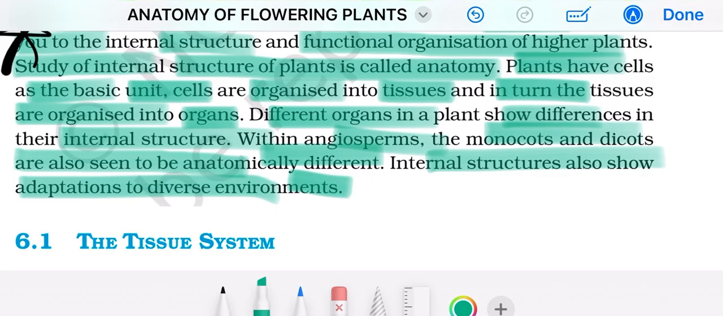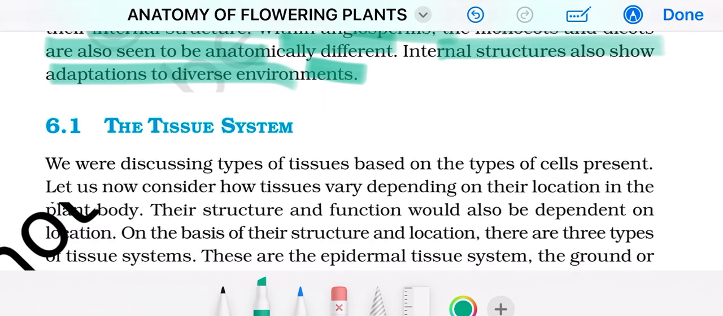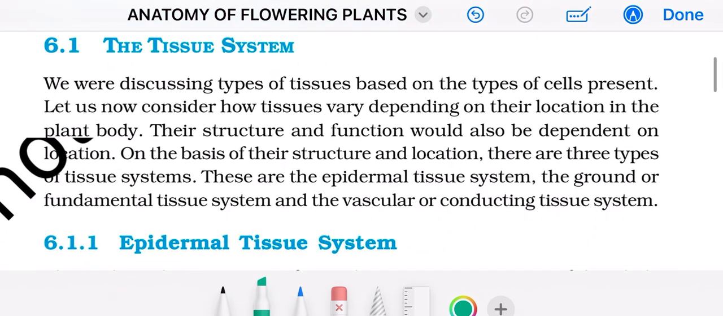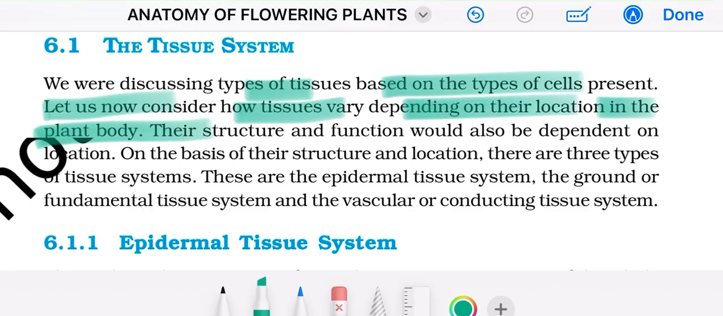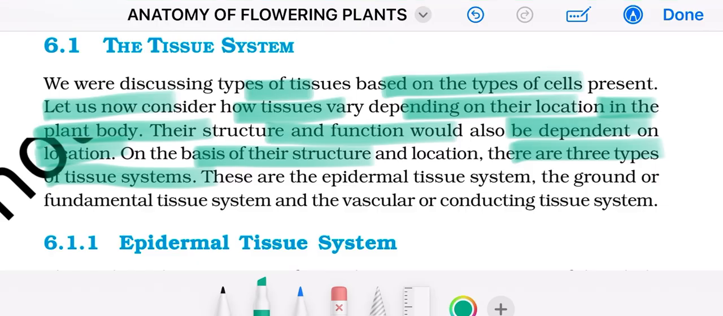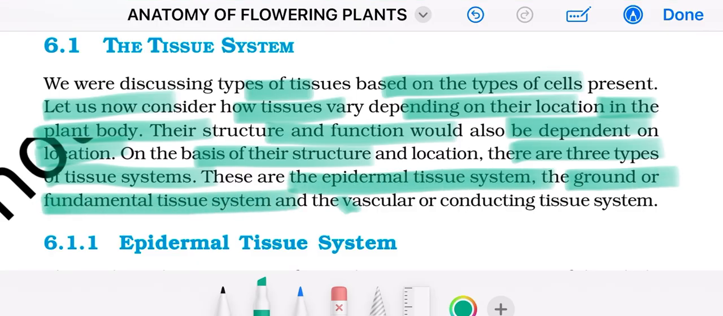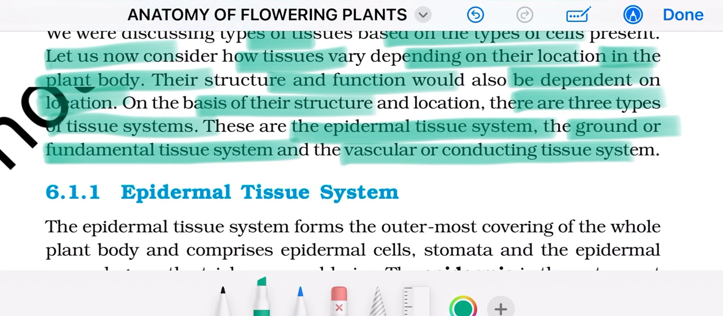Now, moving to the tissue system. We were discussing types of tissue based on the types of cells present. Let us now consider how tissues vary depending on their location in the plant body. The structure and function would also be dependent on the location. On the basis of the structure and location, there are three types of tissues. These are the epidermal tissue system, the ground tissue or fundamental tissue system, and the vascular or conducting tissue system.